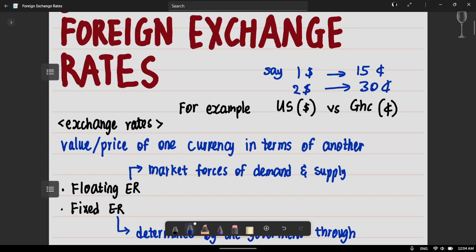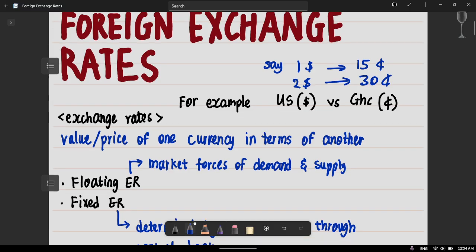First of all, we need to know what exchange rate in its true essence is. So the definition of it is basically the value or price of one currency in terms of another currency. For example, US dollars in terms of Ghana cedis. So if I said I had $1, which means 15 Ghana cedis, that would basically tell you that $2 means 30 cedis. So this is the value of, let's say, US dollars in terms of Ghana cedis. Now the values that I used here are not exact, just random values that I took, okay?